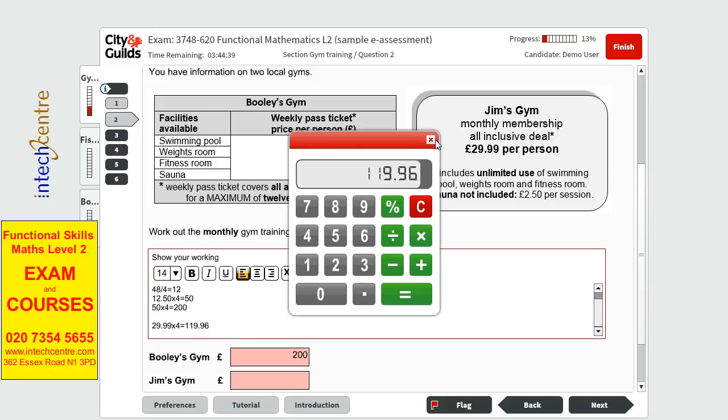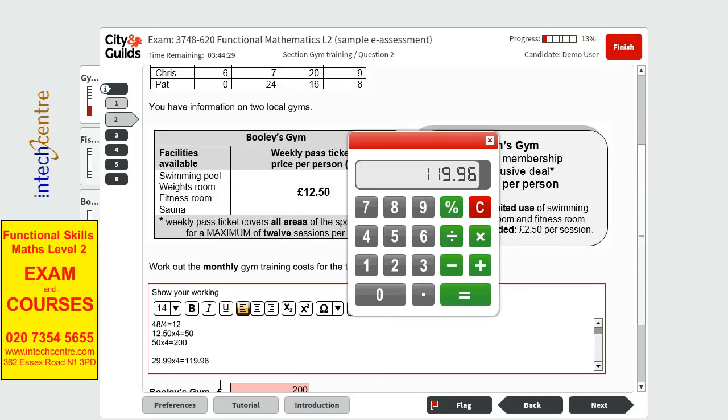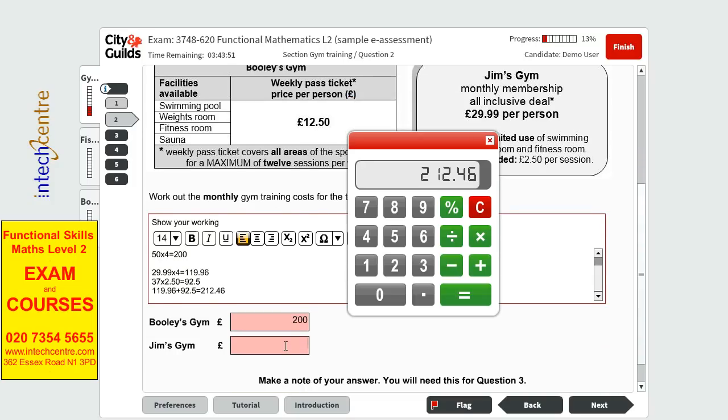119.96. Now don't forget that the sauna is not included and they are doing sauna. How many sessions? 37 sessions. So together they are doing 37 sessions of sauna, which at £2.50 per head, it will be 37 times 2.5, it will give you 92.5 plus the 119.96, it will be the total cost of 212.46. So 119.96 plus 92.5 will give us 212.46. And that's the cost for Jim's Gym.